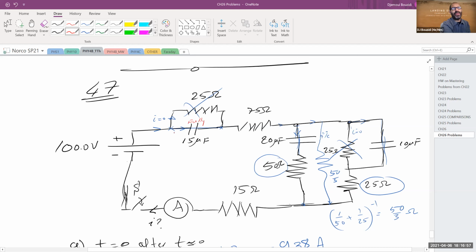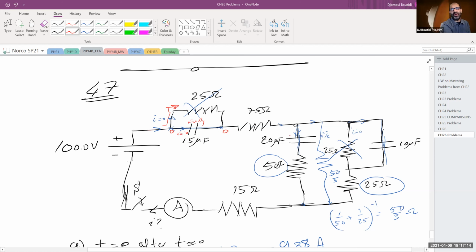When it's fully charged, it's not going to accept any more charges. So it's going to kill the current going through it. So this will act as an open circuit. So the current tries to come in here and nothing will go through this way. All the current actually will travel this way, go through the 25 ohms and come through this way.